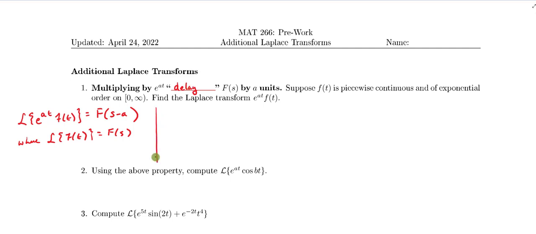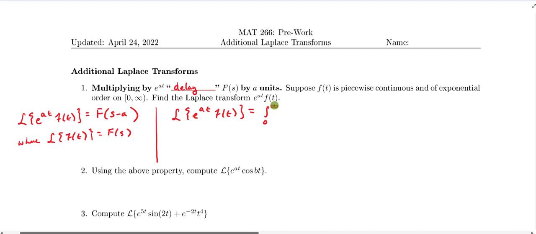So let's go ahead and prove that. Suppose f of t is piecewise continuous and of exponential order. Why do I have to say all of that? That just assumes that the Laplace transform of f of t exists. Then the Laplace transform of e to the at f of t would be, by definition, the integral from 0 to infinity of e to the at f of t times e to the minus st dt. So this was our function, and the Laplace transform says to do this integral with that modifier multiplied to it.